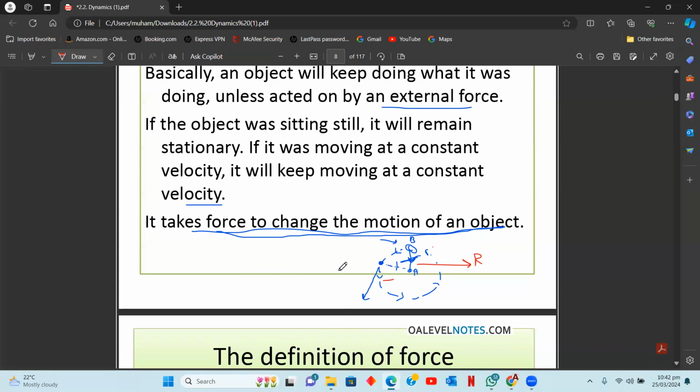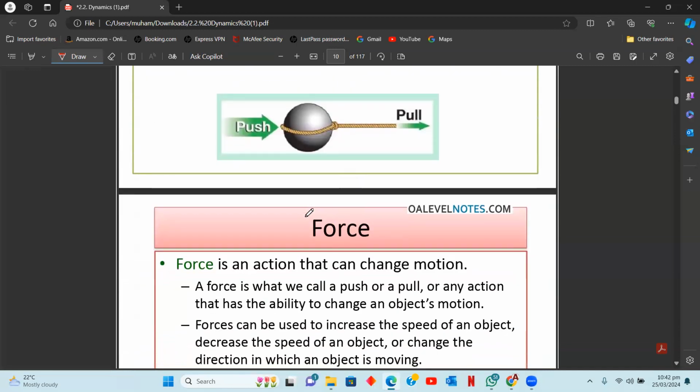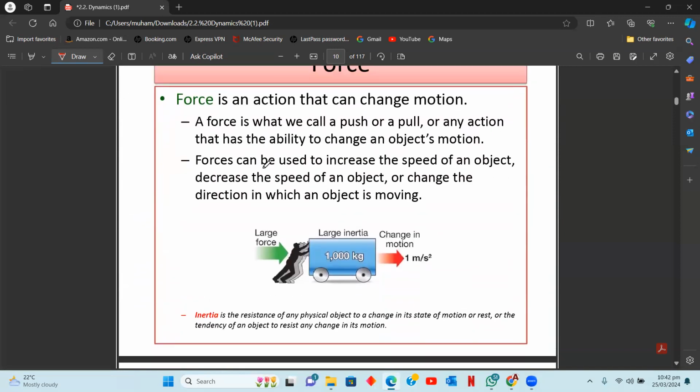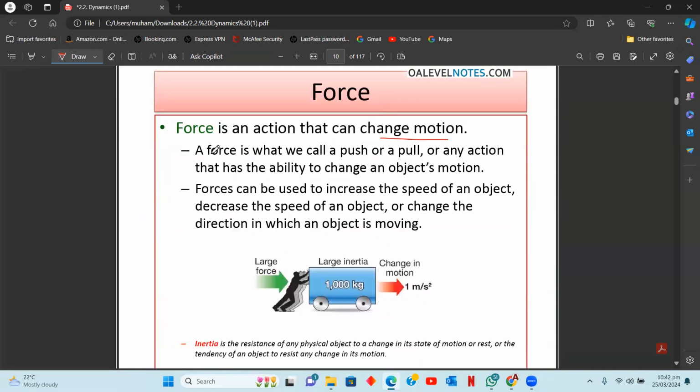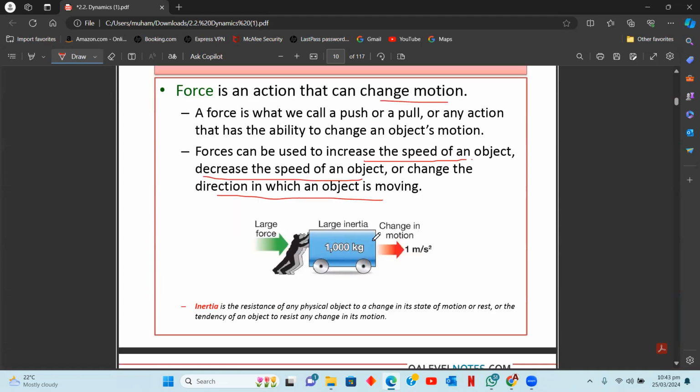ठीक है? Force, an action that can change motion. Force is what we call a push or a pull, or any action that has the ability to change an object's motion. Forces can be used to increase the speed of an object, decrease the speed of an object, or change the direction in which the object is moving.